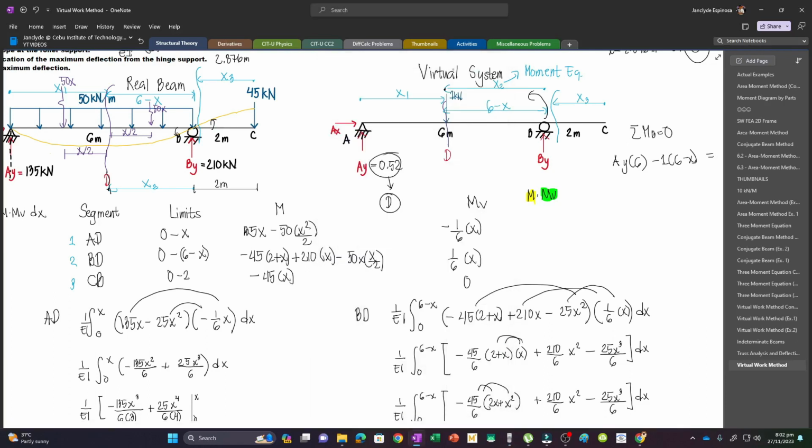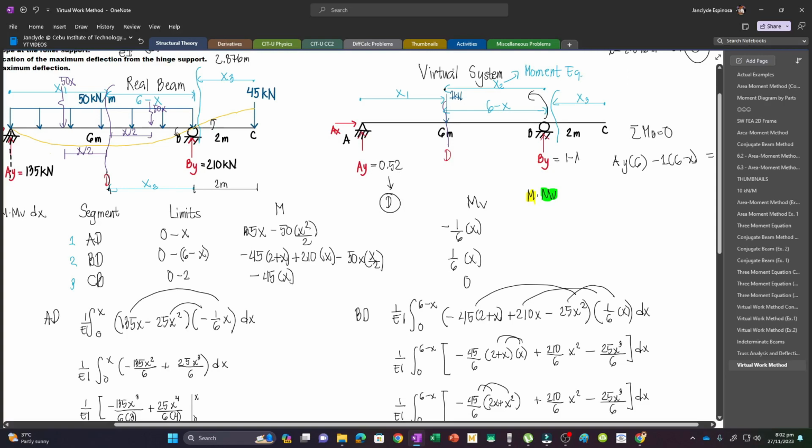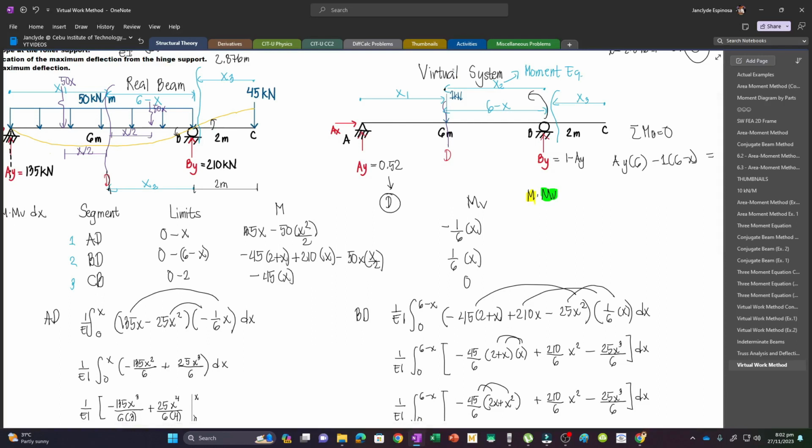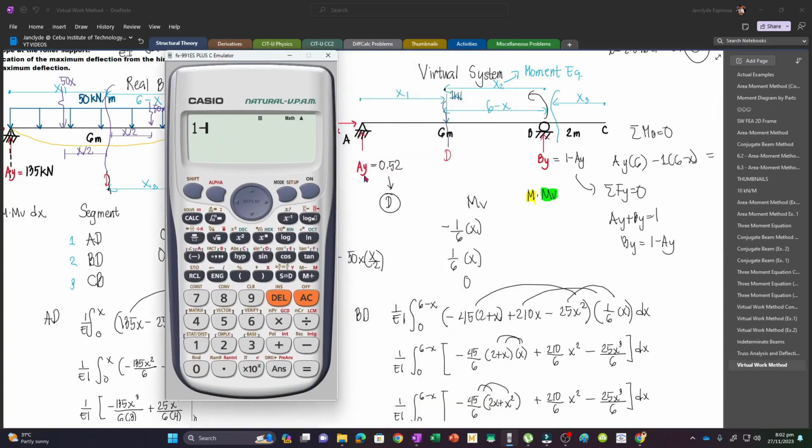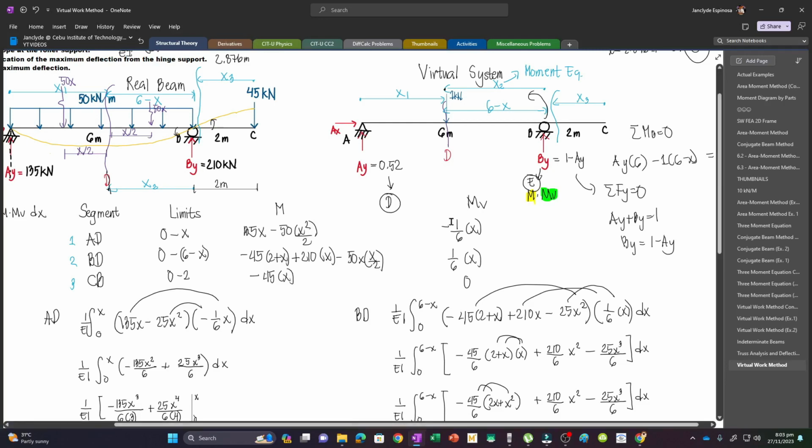And then, if this is 0.52, BY is 1 minus AY, because those are our only vertical forces. Again, we have a concentrated load downward. This is just the result of summing up vertical forces, in which AY plus BY is equal to 1, and so BY is equal to 1 minus AY. I will store BY in E, so 1 minus AY, which is in D. Now, my MV will become AY times X. Again, my AY is stored in D, so I will just write D times X. This is AY, so as not to get confused.